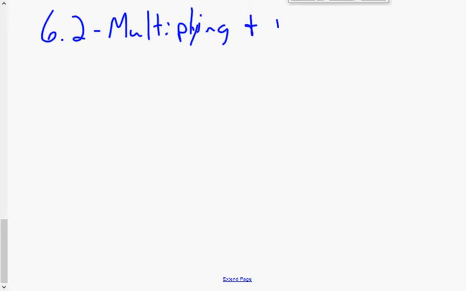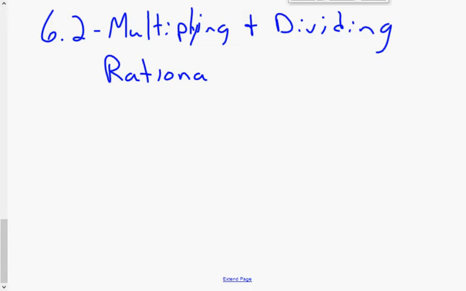All right, so 6.2. We're going to start multiplying. Multiplying and dividing rationals. Now remember, rationals are just fractions, right? So we're just going to be multiplying and dividing fractions.